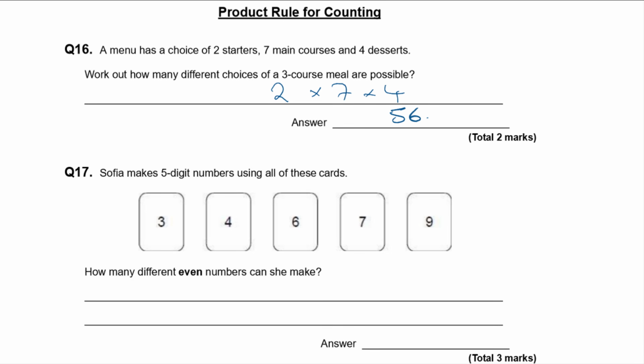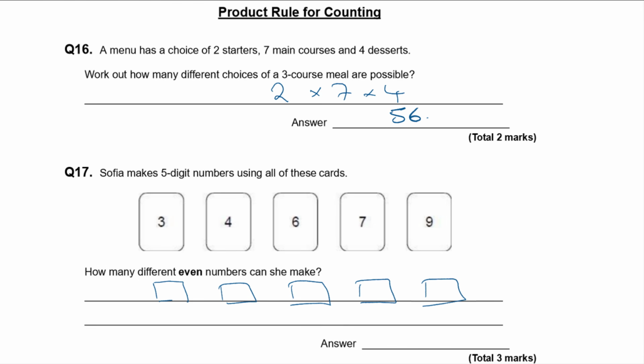These are much more fun when you've got some sort of restrictions on choice. So this second one, Sophia makes a 5-digit number using all of these cards. How many different even numbers can she make? Okay. So you've got 5 slots to fill.